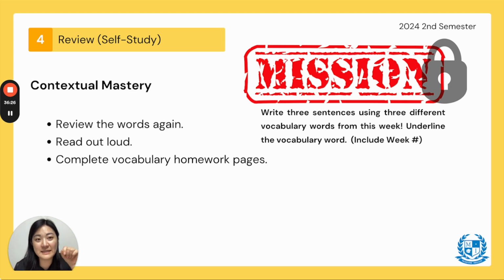Okay, so write week 10, your name, your class, and then write down your 3 sentences with your 3 vocabulary words. Thank you. Next one, it is time for you to review and self-study, and this is for contextual mastery. So review all of the words again, read it out loud, because I know some of you didn't repeat after me in this video, and then complete your vocabulary homework pages on page 87 and 88.